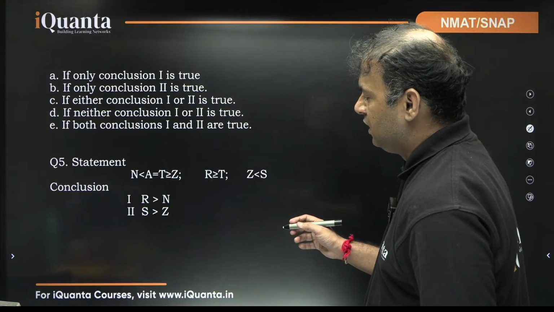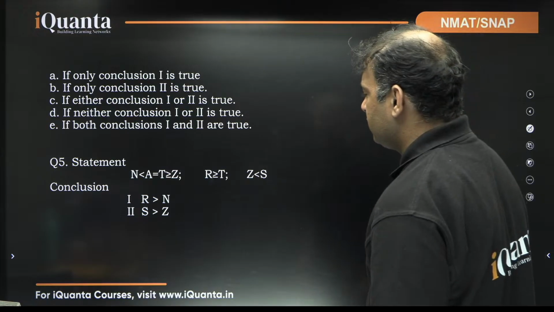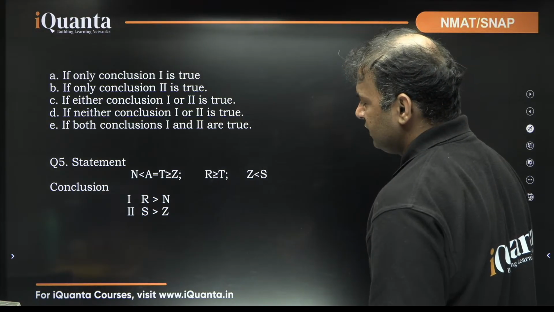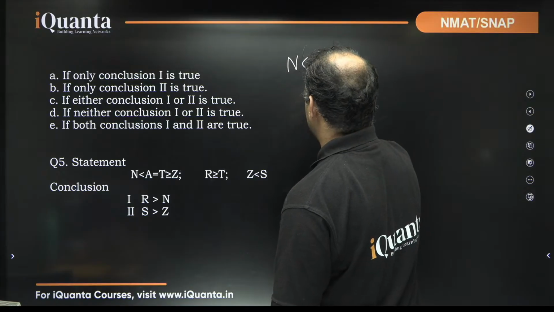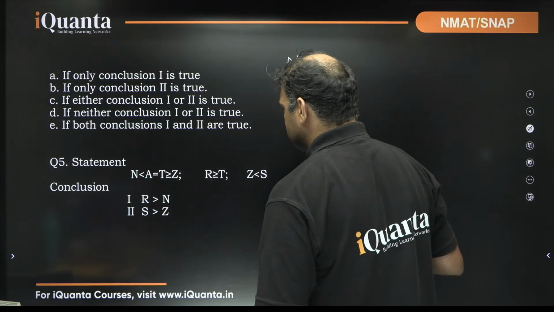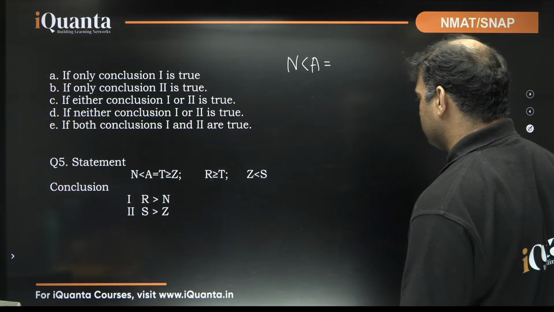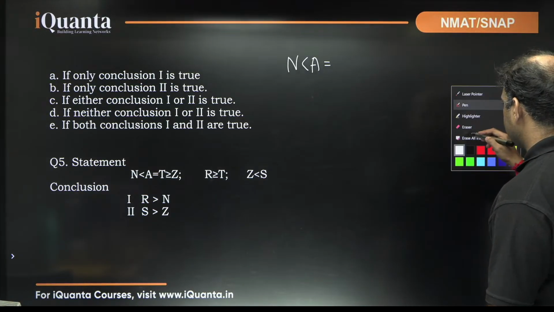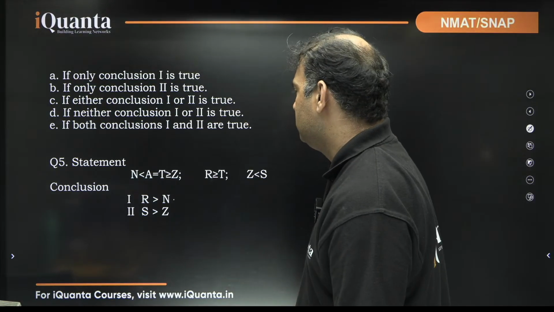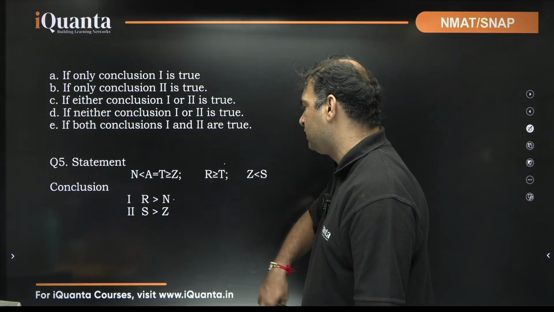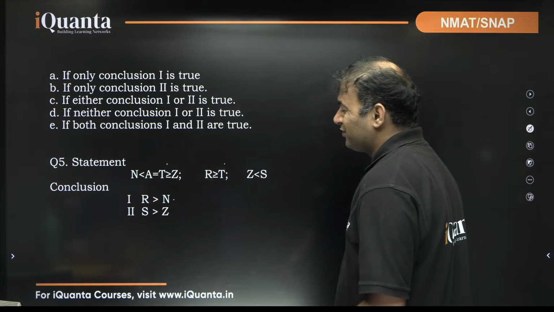Okay, the statements are n less than a equal to t greater than equal to z, then r is greater than equal to t, and then z is less than s. Between statements 1 and 2, what is common? The common is t, and between 2 and 3 nothing is common. Between 1 and 3, z is common. Let's first read conclusion number 1, that is about r and n. R is in 2 and n is in 1, so we have to connect statements 1 and 2 somehow to get a relation between r and n.